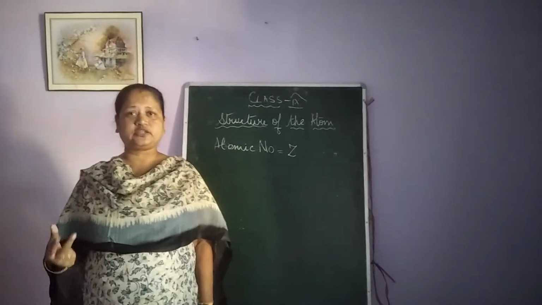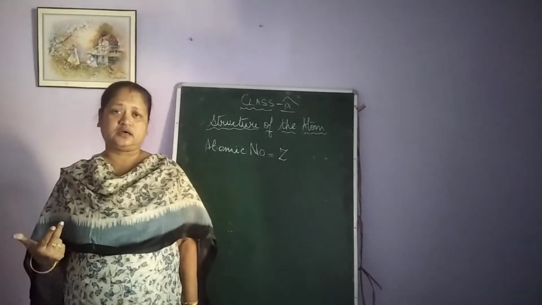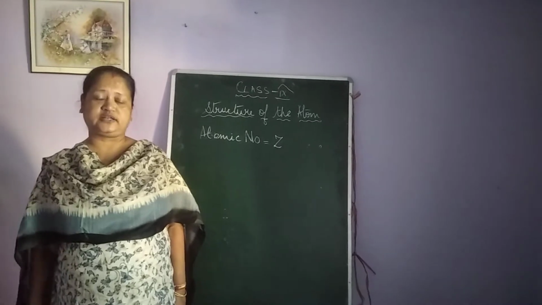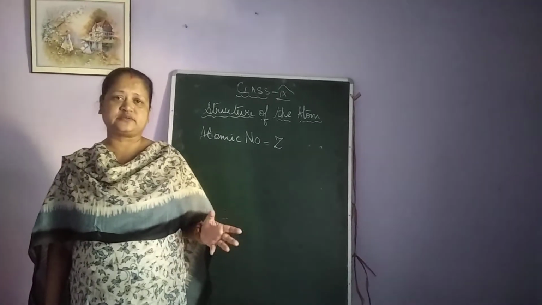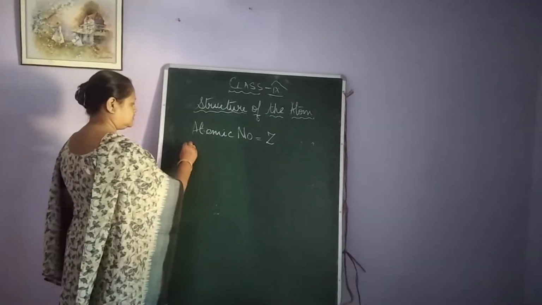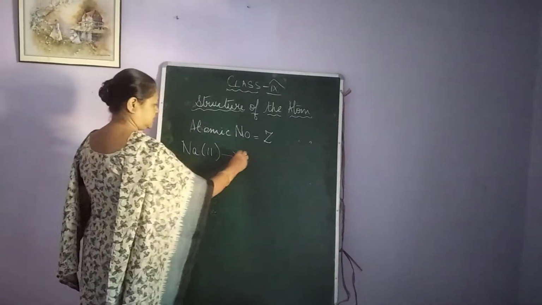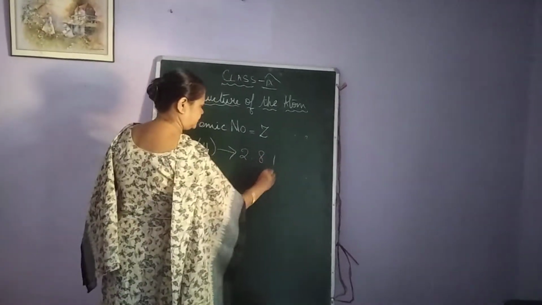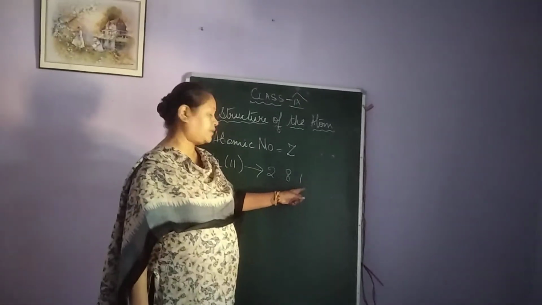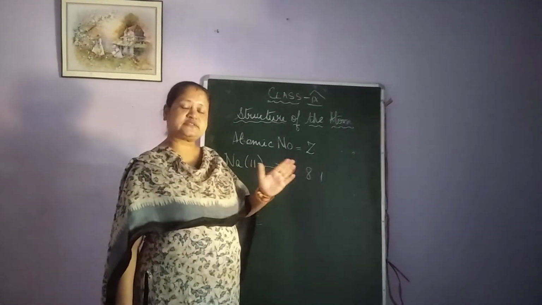For that, you have to find the number of valence electrons. Valence electrons are the electrons present in the outermost shell. For example, sodium has atomic number 11, and the distribution is 2, 8, 1. Here the number of valence electrons is 1, and that gives you the valency because it is less than 4.